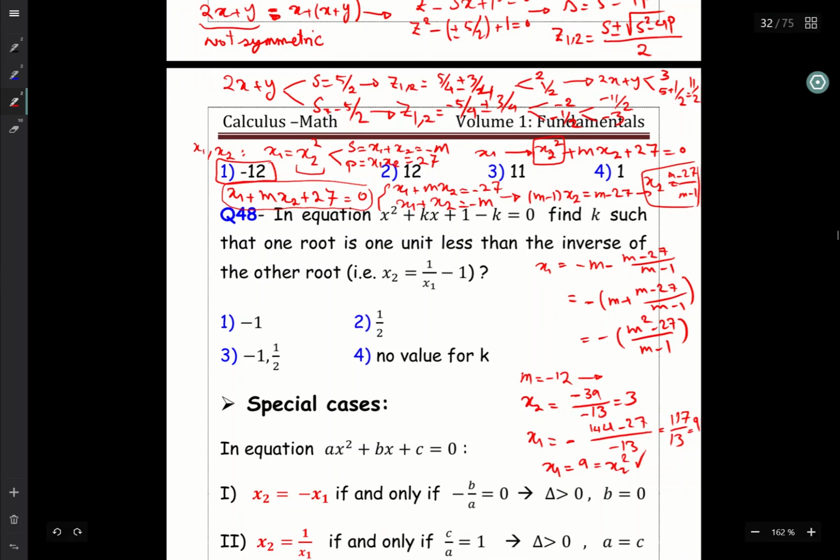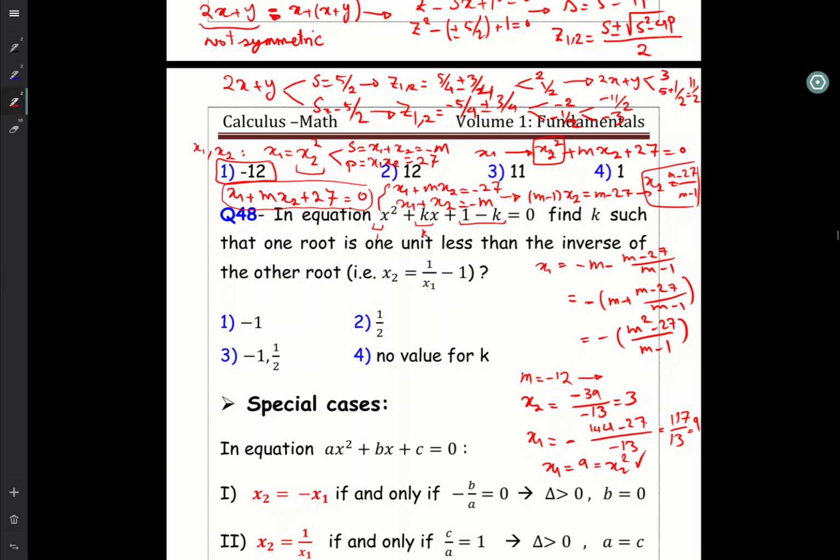Question 48. In the equation x squared plus kx plus 1 minus k equals 0, the coefficient of x squared is 1, the coefficient of x is k, and the constant term is 1 minus k. Find k such that one root is 1 unit less than the inverse of the other root. So if x1 and x2 are the roots, we are looking for k such that x2 is 1 over x1 minus 1. Okay?